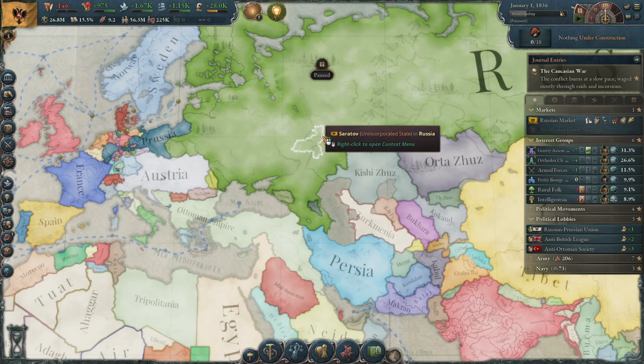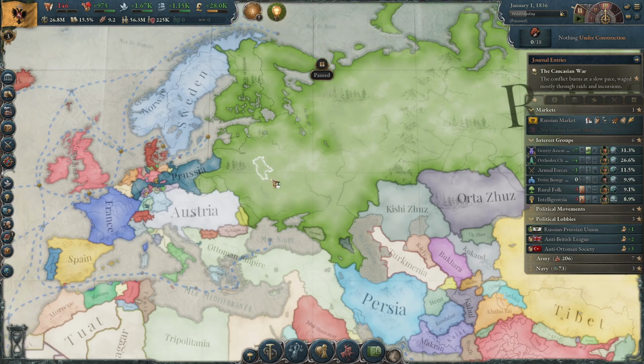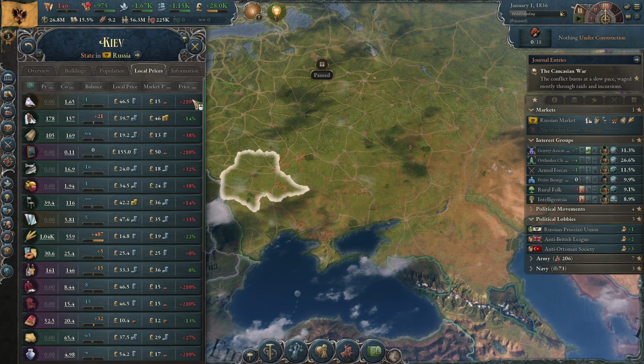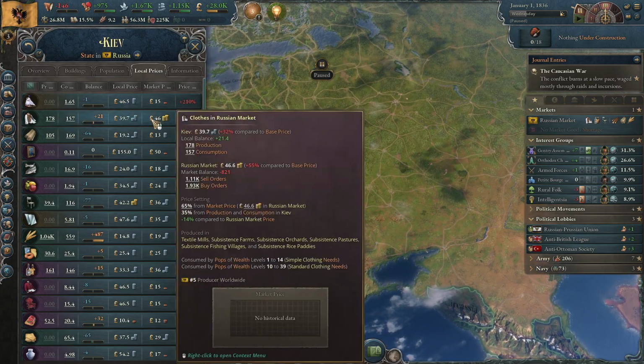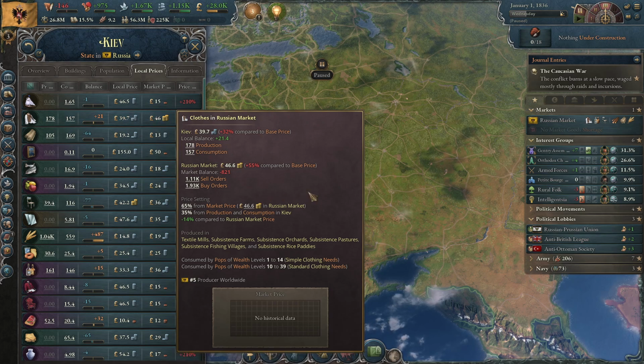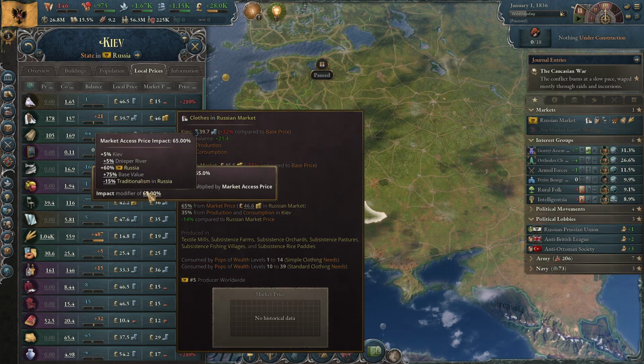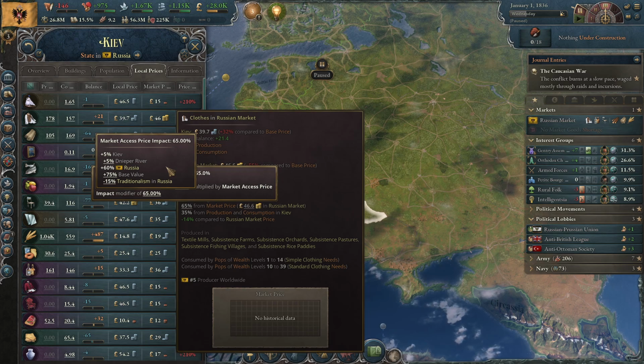And with that said, we are now going to talk about market access price impact, and by extension companies. Market access price impact is known as MAPI in the community for short, and we'll refer to it as such. MAPI decides how much of a good's price is decided by your national market. Now, the base starting level is 75. But Russia has a law called traditionalism that we'll get into really quick.